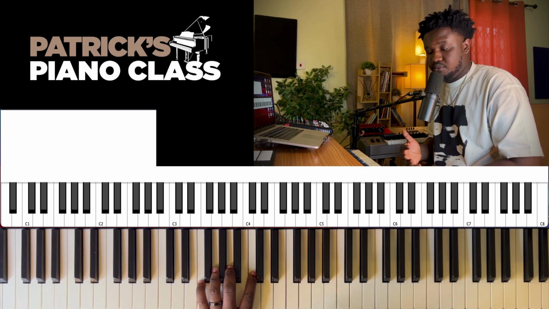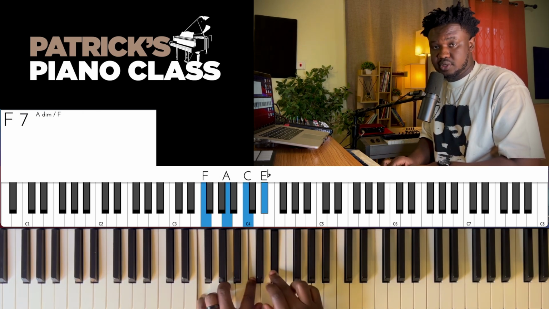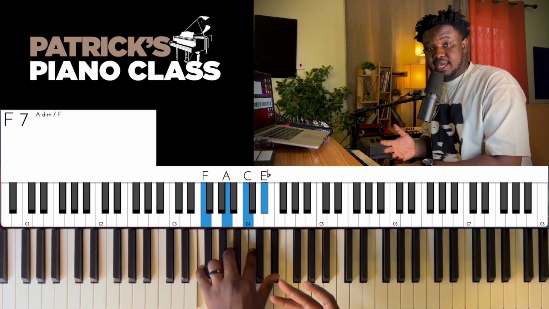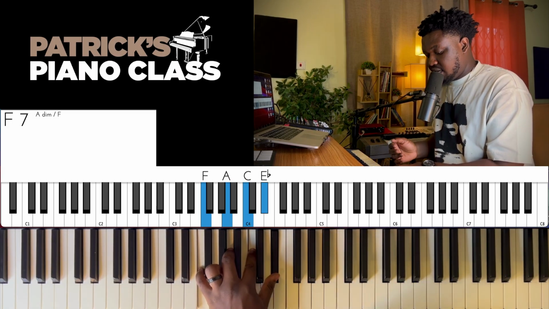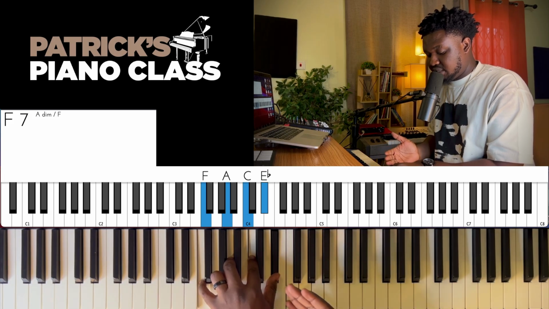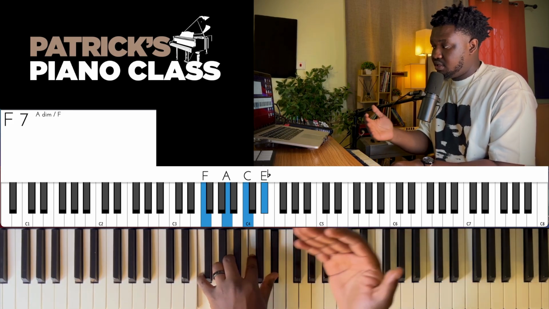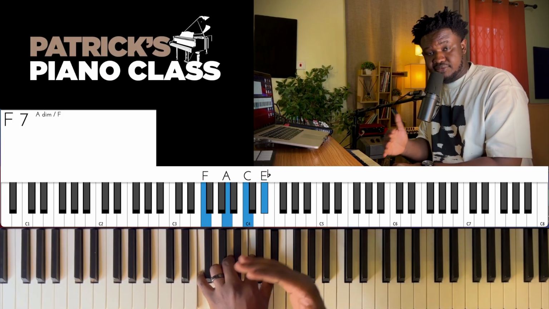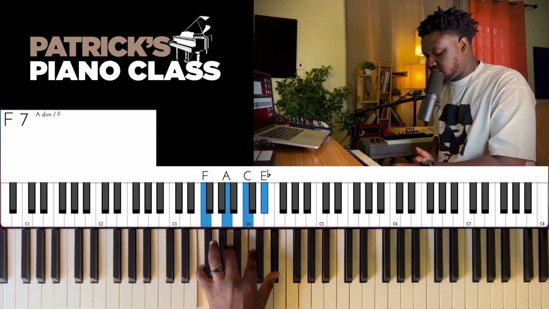Now from the fourth mode, we get 1, 2, 3, 1, 2, 3, 1, 2, 3. We get our first dominant chord in the melodic minor scale. So this is an F dominant chord because it has a major third and a minor seventh. So anytime you build your chord using the interval of thirds, you name the chord using the third and the seventh. So in this case, it's a dominant chord.